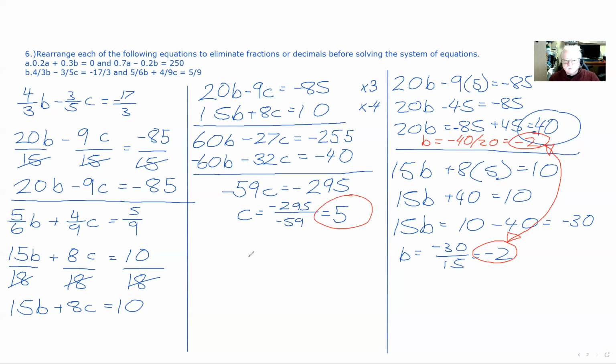And so our ordered number pair, instead of x, y, we had b, c. And we've decided that b is equal to negative 2 and c is equal to 5. So this would be where the two lines intersect, and that's all we're being asked to find.